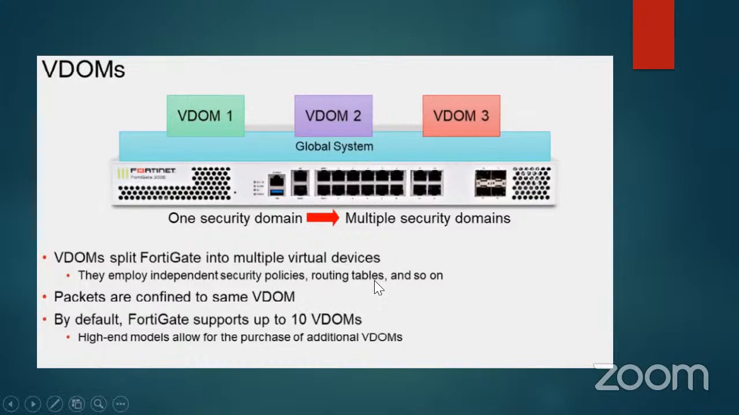Packets are confined to the same VDOM. So for example, these four ports are in your VDOM 1. A customer comes in on port 2 and the packet leaves on port 1. For that traffic coming from port 2 and leaving from port 1, VDOM 2 and VDOM 3 will never know that the packet arrived at the FortiGate and left the FortiGate. In their logging also, that packet will not come. It will be confined to this VDOM only.